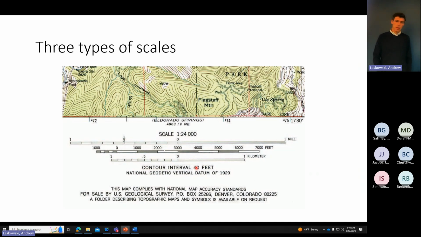So 3 types of scale: RF scale, representative fraction scale up top here, graphic scale in the middle, and a verbal scale down at the bottom. Questions?